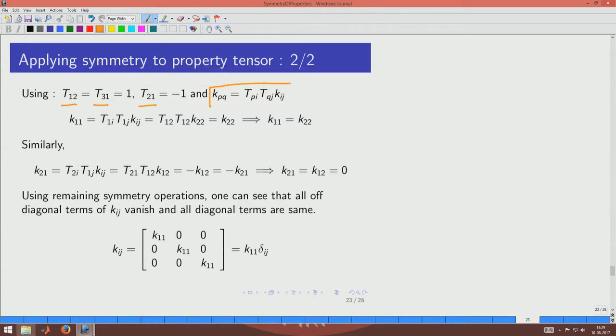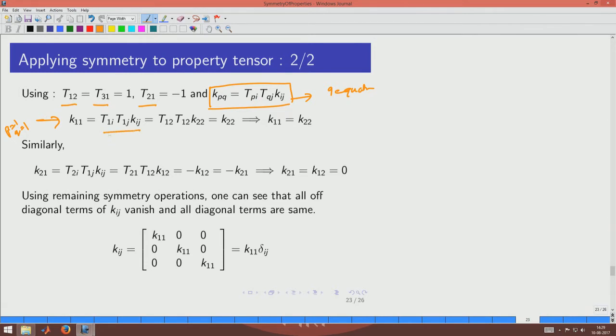So, this equation, how many equations is this? This is actually 9 equations. Okay. So, for every combination of p and q you have got one equation. Let us take the first combination here, which is p equal to 1 and q equal to 1. Okay. So, if k11 in the new coordinate system has to be related to k in the old coordinate system, then when I put p equal to 1 and q equal to 1, this is what I have.